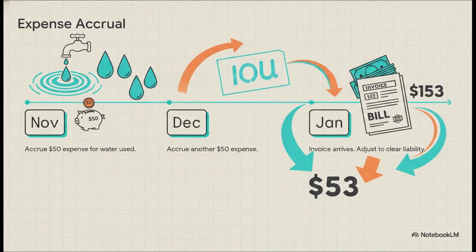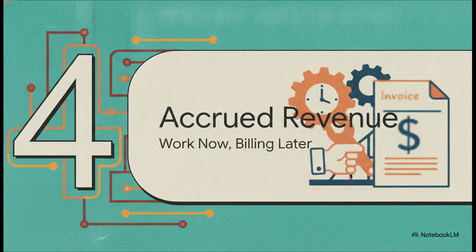But wait, if we leave it exactly like that, your total expenses are going to be wildly overstated because you already claimed $100 of it back in November and December. So, your final adjusting entry gracefully reverses that $100 liability placeholder you built up, leaving January's income statement to only absorb the true remaining reality of just $53. It's brilliant. And that brings us to our final stop.